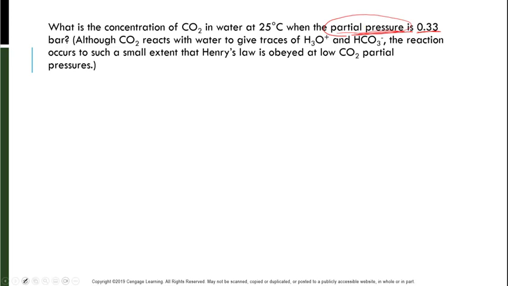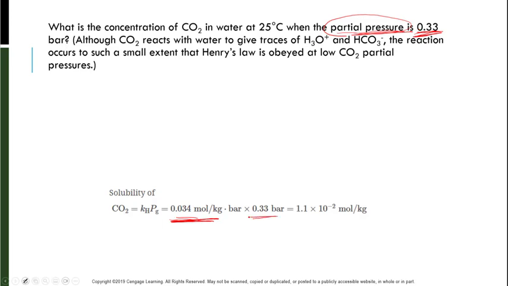First we need to look up the Henry's law constant for CO2, and we would find that that would be 0.034 moles per kilogram bar. And we're told that the partial pressure is 0.33, so we just need to multiply those two together to get 1.1 times 10 to the negative 2 moles per kilogram.